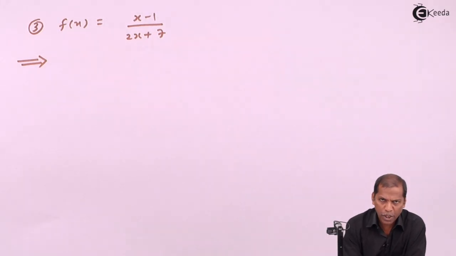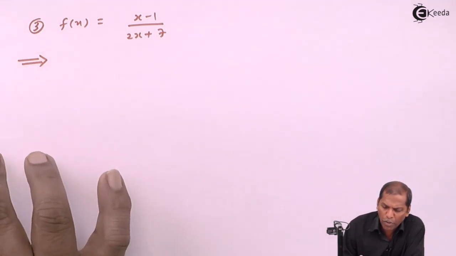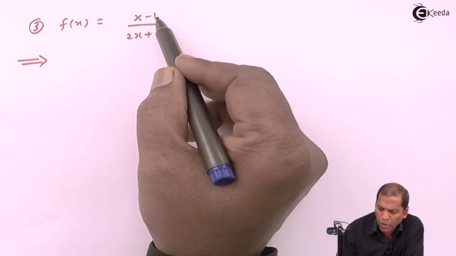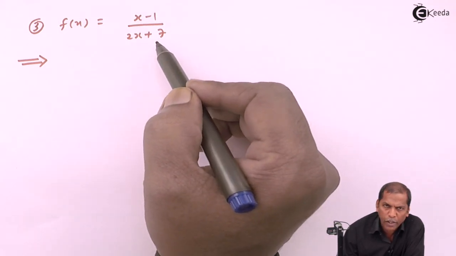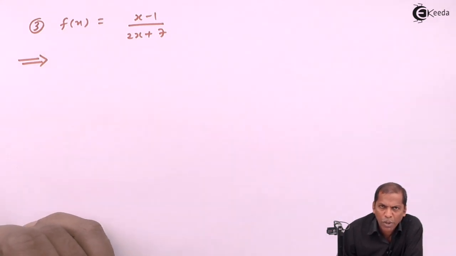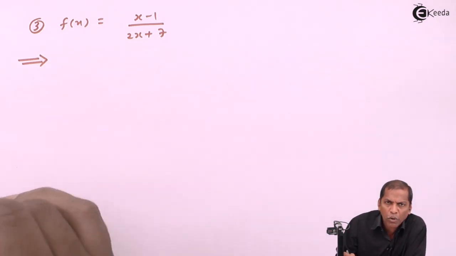Hello friends, now we see problem number 3, which is also based on the first principle of derivative of the chapter derivative. Problem number 3 is f(x) = (x - 1)/(2x + 7), and here we have to find f'(x) using the first principle of derivative. Now let's see the solution.